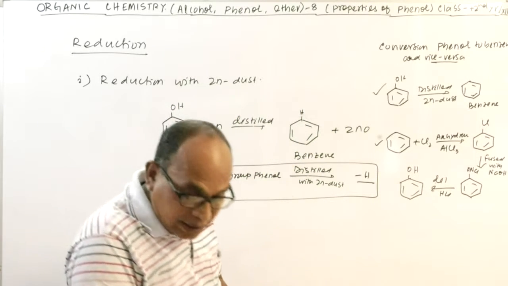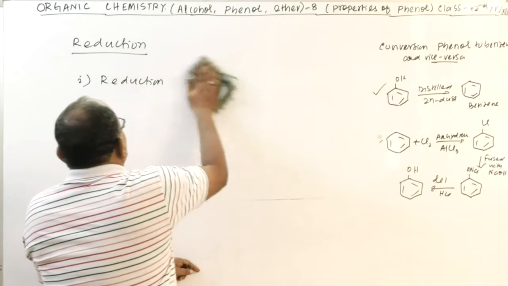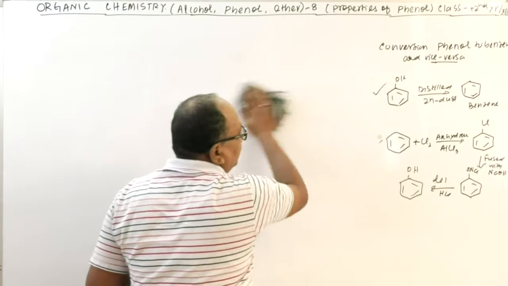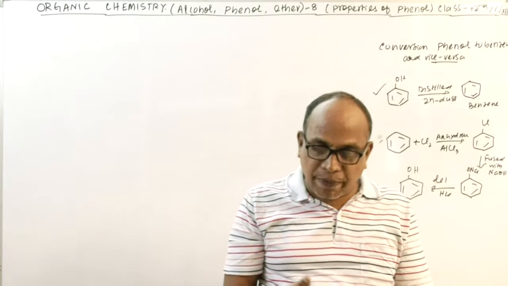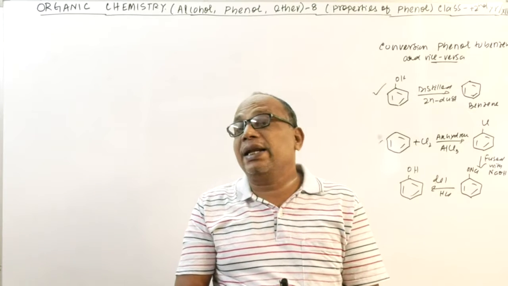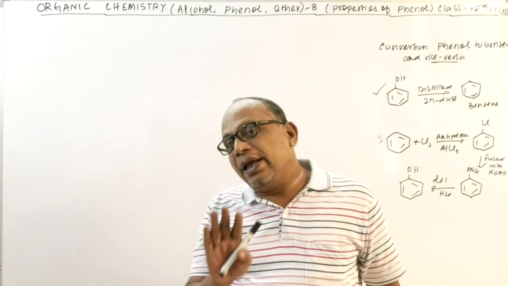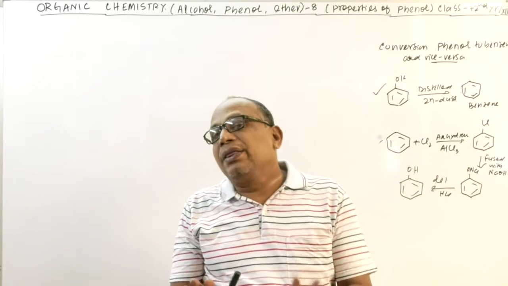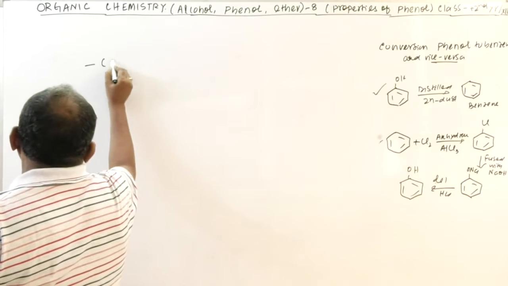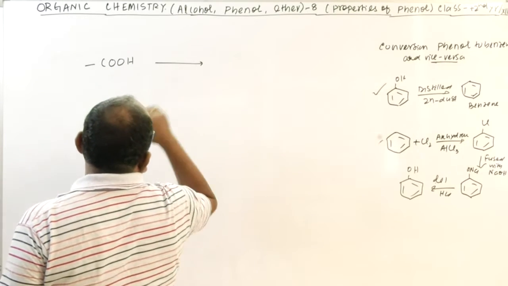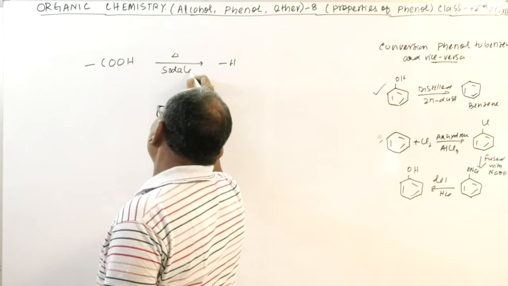Another, I will give some other beautiful examples. You know, decarboxylation means loss of carbon dioxide, and decarboxylation generally takes place by soda lime. When any carboxylic acid is heated with soda lime, the COOH group will become H. That is, the carboxylic acid group is converted into H when heated with soda lime.